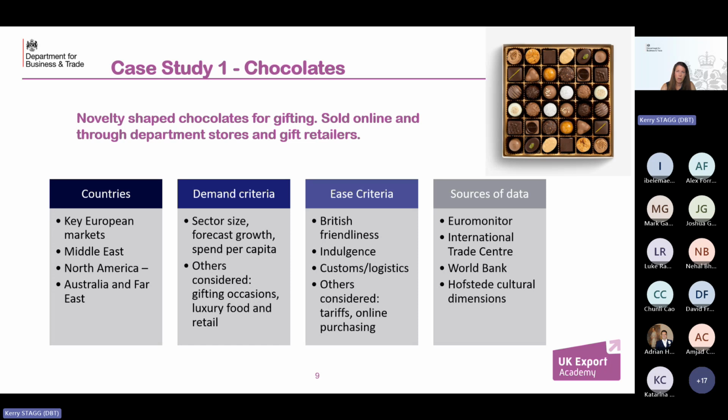So they did look at some key European markets. They were keen to make that work if they could. So Germany, France, Netherlands, Italy. They looked in the Middle East as well, UAE, Qatar and Jordan, North America, and then Australia, Japan, Hong Kong and Singapore. In terms of their demand criteria, we had some data from Euromonitor on boxed chocolates. So we were able to look at the size and growth and spend per capita. That's really the holy grail, if you like, especially with food and drink products, those metrics for demand.